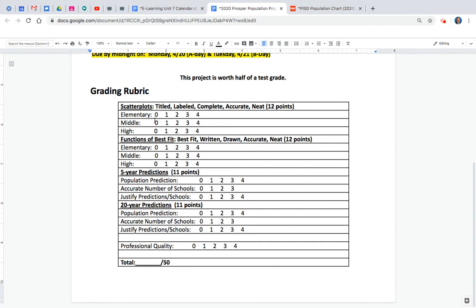All right, so we want the scatter plots titled, labeled, completed, accurate, and neat. We want the functions of best fit written down, drawn, accurate, and neat.